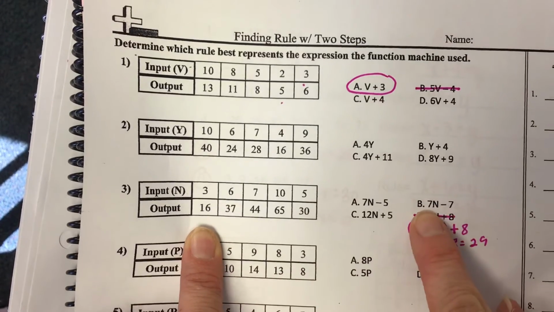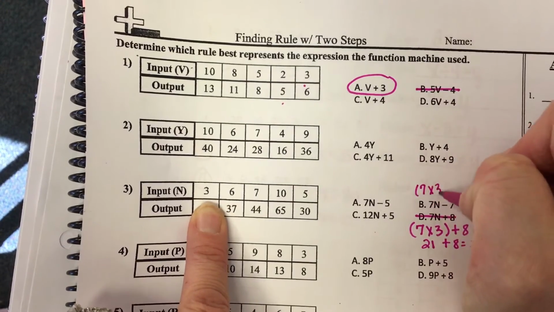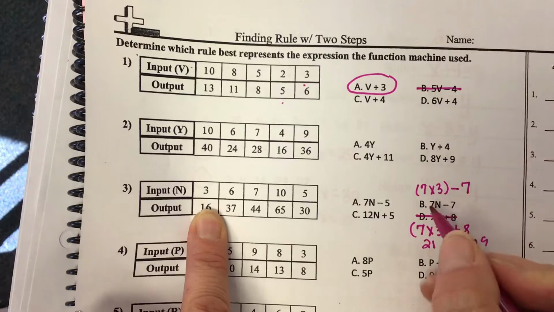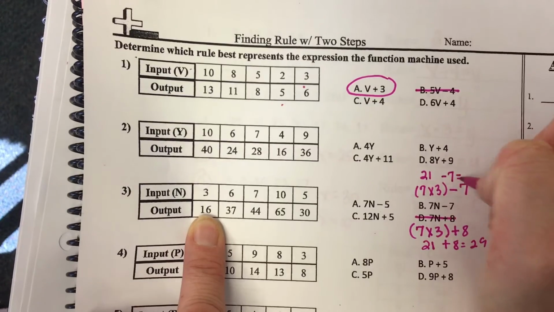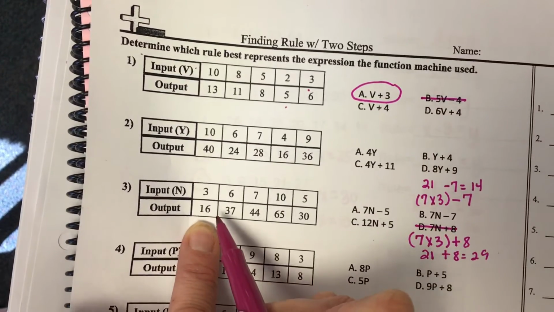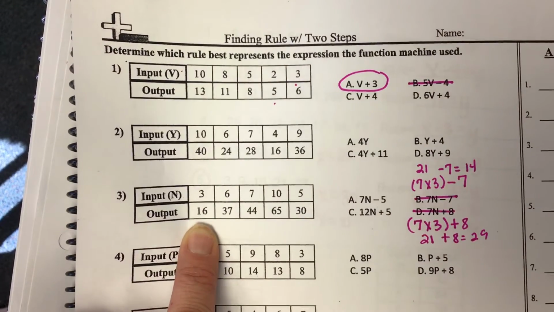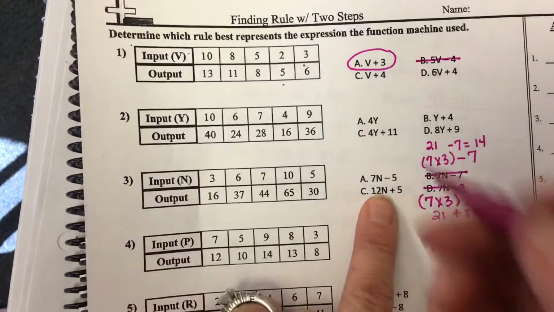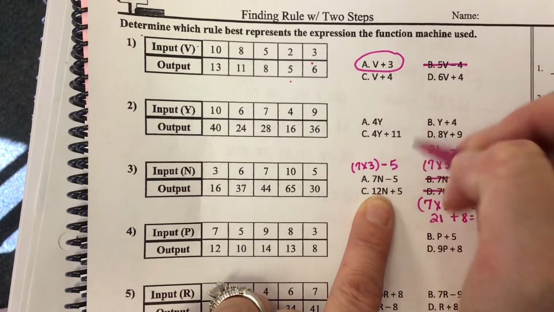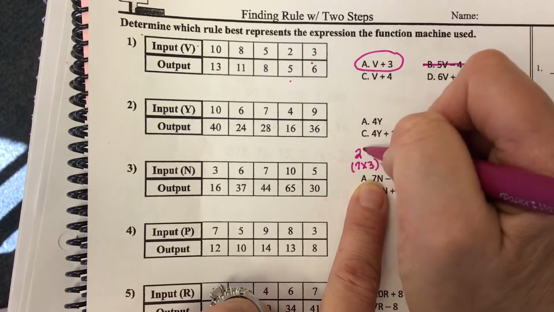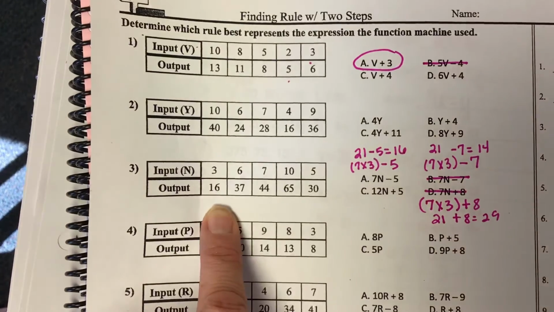So let's try B. 7n. So that's the same as 7 times 3 minus 7. 7 times 3 is what? 21 minus 7 equals 14. What does it need to equal to be the rule? 16. That's not it. Which one do you think it is? Kenley: A. Let's try A. So again, that's the same as 7 times 3 minus 5. 7 times 3 is still 21. Minus 5 is 16. Is that the rule? Yeah. It appears to be.